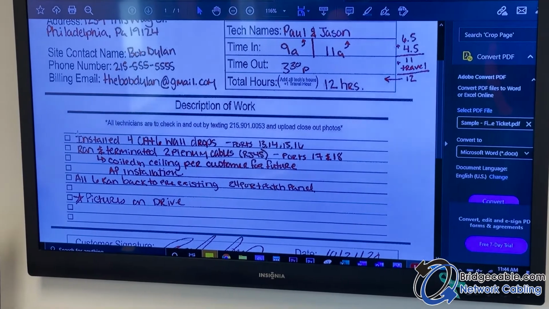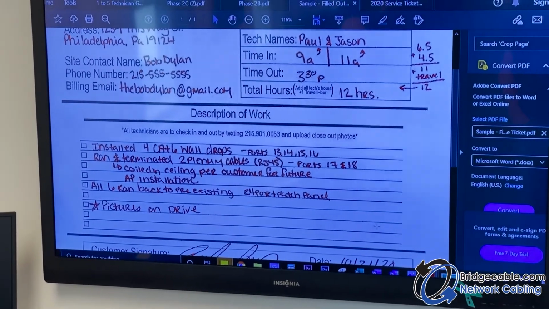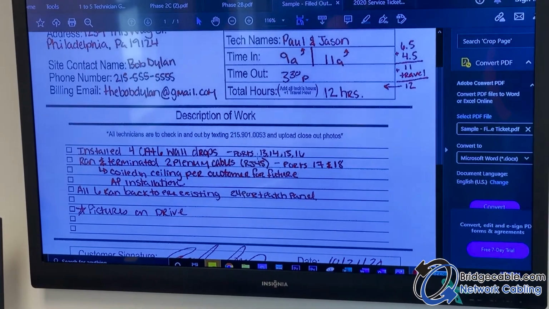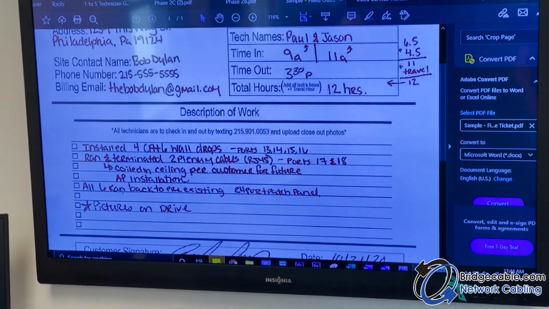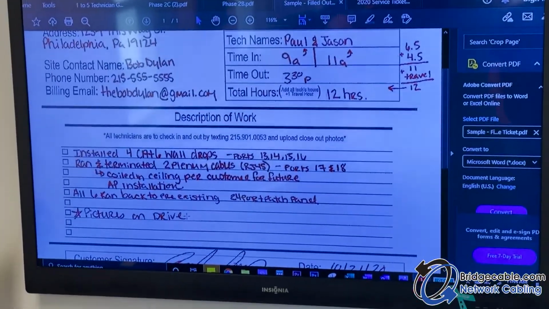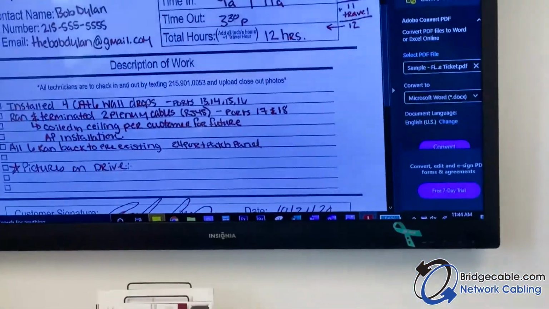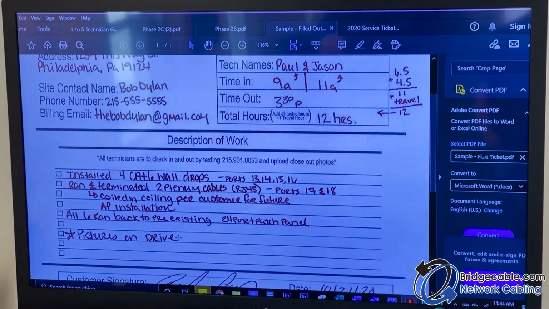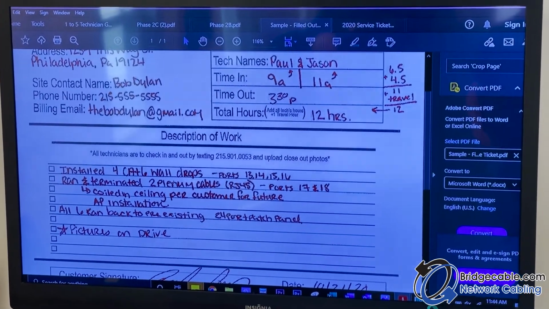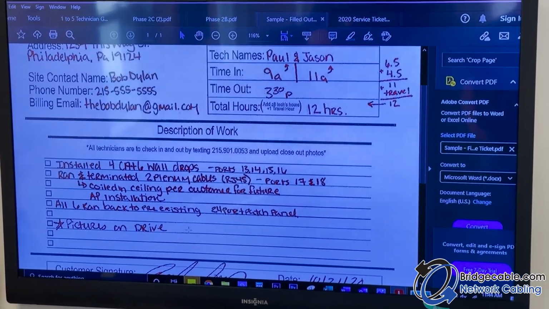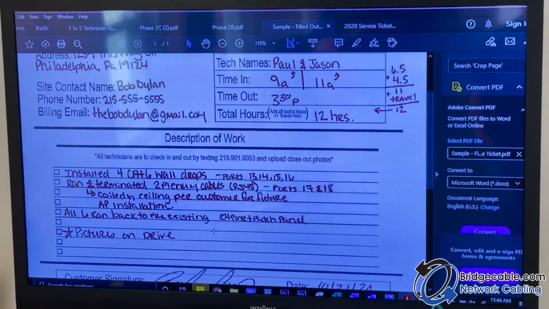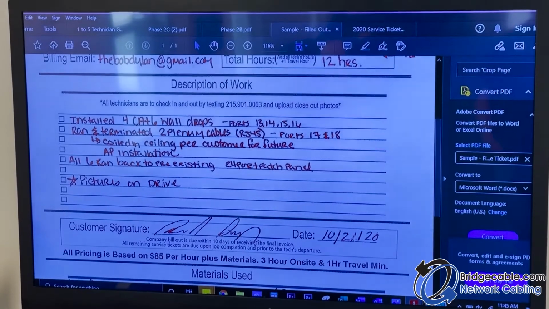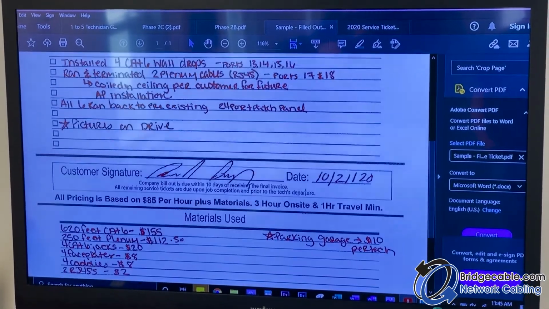So here, Paul and Jason listed everything that they did, even down to the ports that these 4 cables went into. They also said that everything's on the Google Drive. All of our technicians will upload pictures, cert testing results, including this service ticket form, to the Google Drive in the appropriate folder. Bob Dylan was on site, so he was able to sign and date for this service ticket.